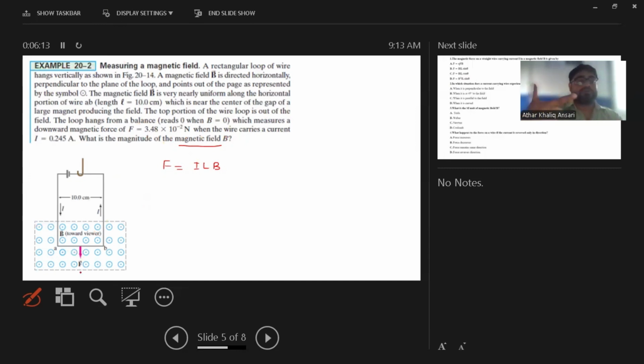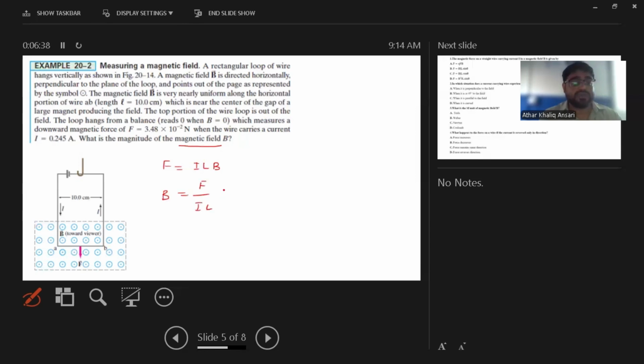Magnetic field is out of the paper, force is down. So how can I show this one? I can show like this. Force is down, magnetic field is out of the board toward me. So current will be from A to B. So this one is it. Now you need to find B. So what will I do? I will say B is equal to F over I times L.